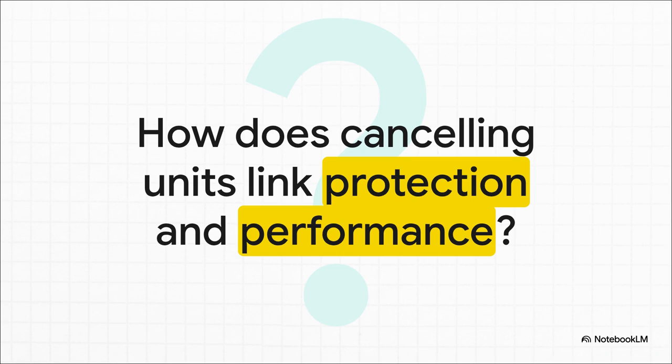Okay, let's pause for another exam-style question. This is a really important one. How does that whole canceling units thing for mortality charges actually link the insurance part of the policy to the investment part?